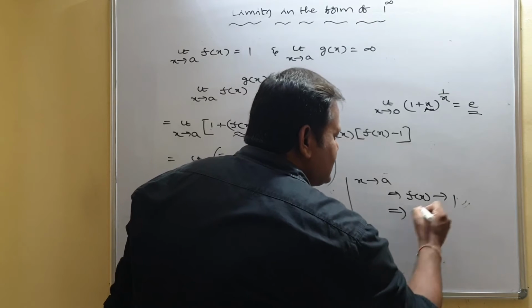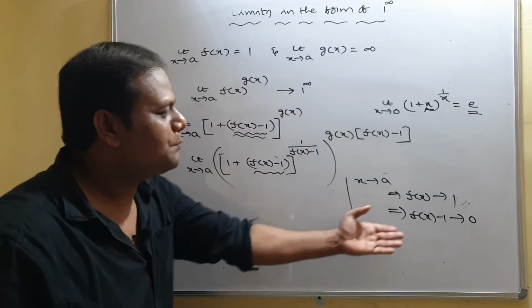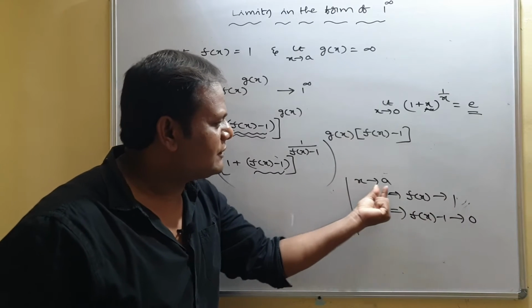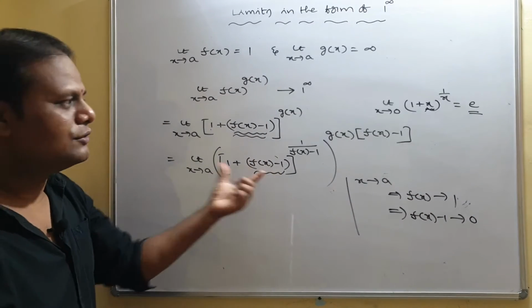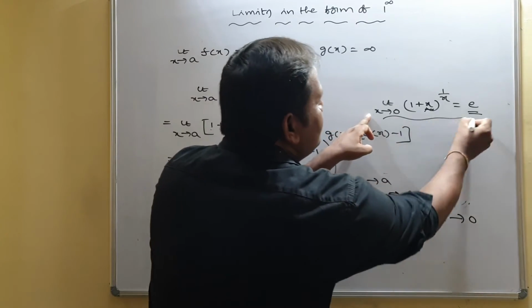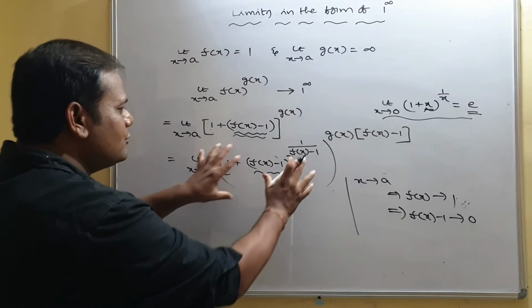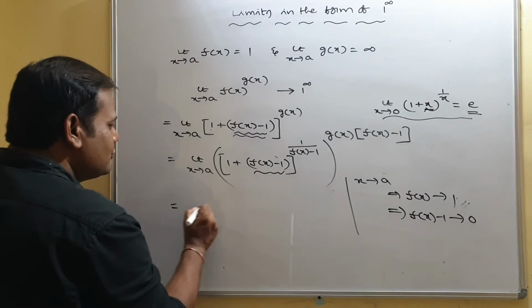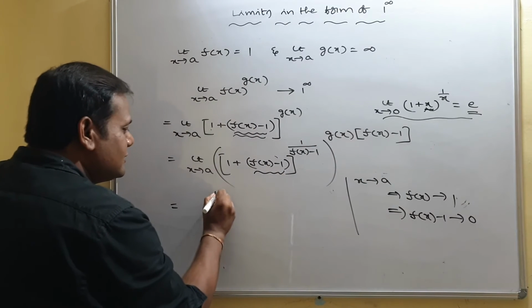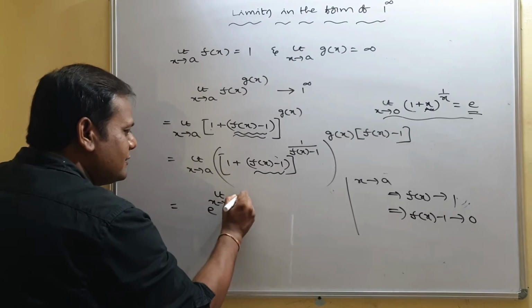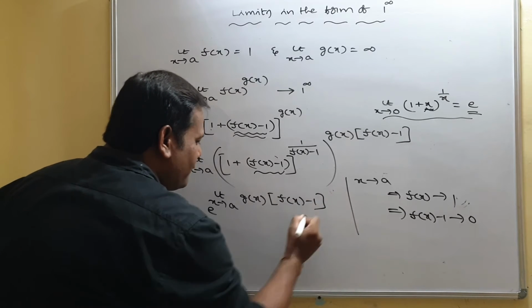So from this, what about f of x minus 1? Yes, it approaches 0. So as x approaches a, f of x minus 1 approaches 0. Can I use this form now? Yes. Limit x tends to 0 of 1 plus x whole power 1 by x is e. So this becomes e, and e power we have to find the limit of this, that is limit x tends to a of g of x into f of x minus 1.